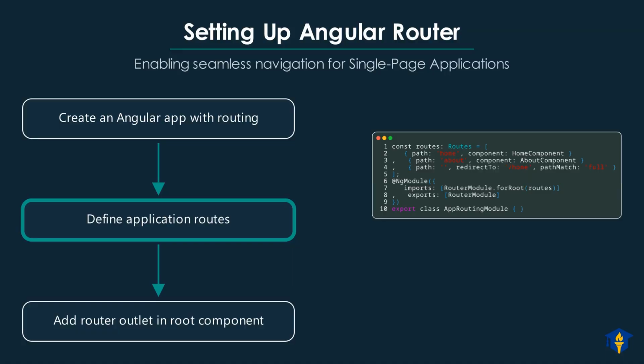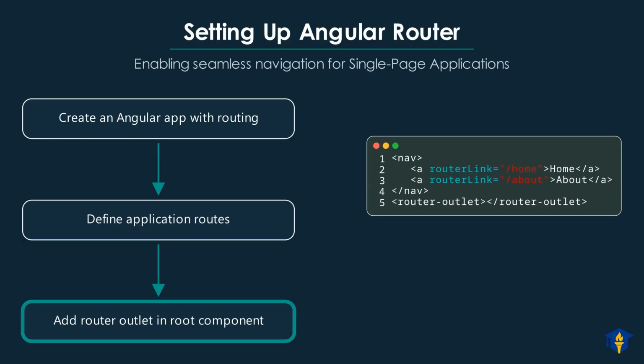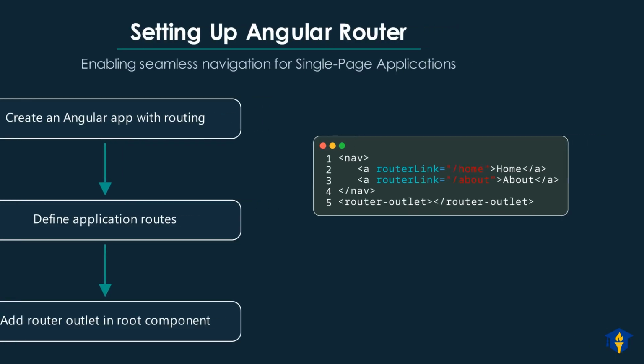Next, you need to define the application routes within your app routing module. This code sets up routes for home and about components, and a default redirect for the root path. Finally, add the router outlet element into your root component's HTML. The navigation links use routerLink, and the router outlet acts as a placeholder for routed components.